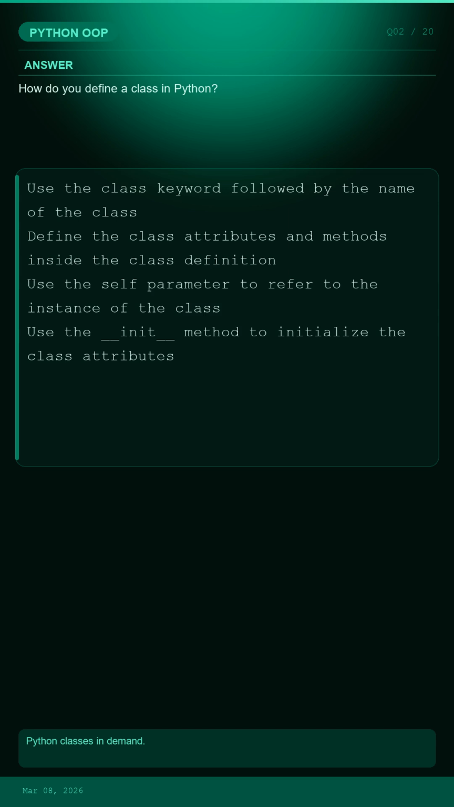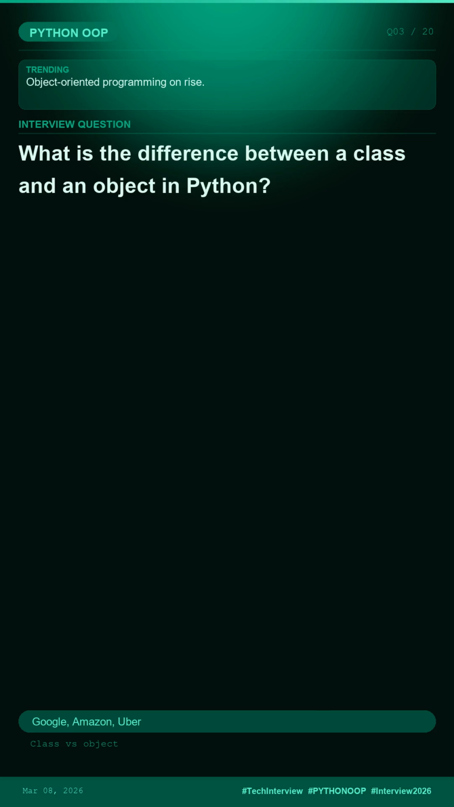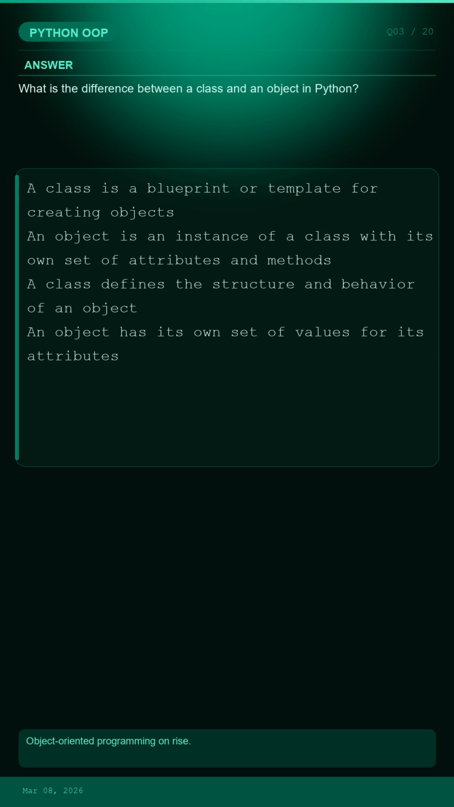Next, question 3. What is the difference between a class and an object in Python? Answer. A class is a blueprint or template for creating objects. An object is an instance of a class with its own set of attributes and methods. A class defines the structure and behavior of an object. An object has its own set of values for its attributes.